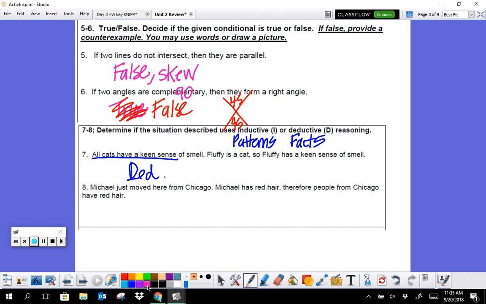Number 8, Michael just moved here from Chicago. Michael has red hair, therefore people from Chicago have red hair. So they're making this statement based off of a pattern that happened, which means that this is inductive reasoning.